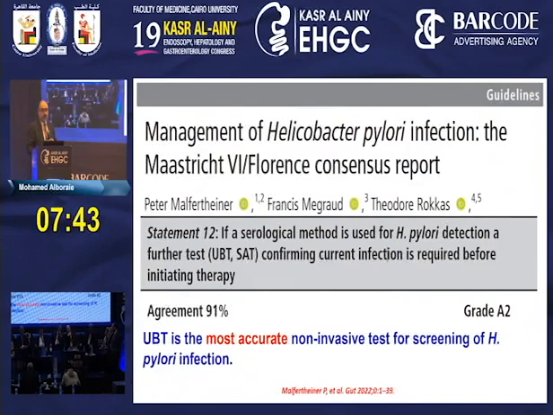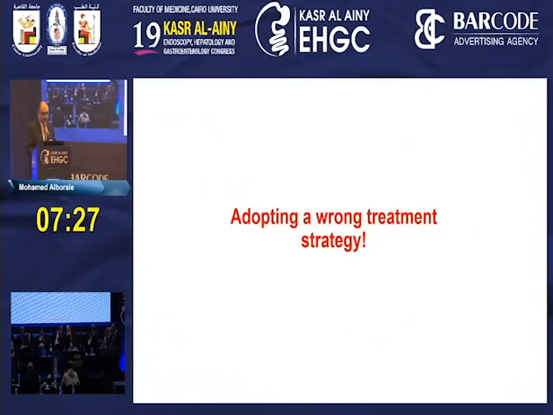So, according to the Maastricht guidelines, statement 12: if serological methods are used for Helicobacter pylori detection, further testing, whether using urea breath test or stool antigen, is needed to confirm the diagnosis of Helicobacter pylori. So, serology is not enough anymore.